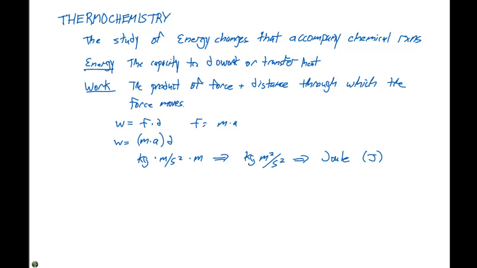So when we look at these reactions that are going to take place, we need to define two things. We need to define a system and a surroundings. So our system is what we are interested in, and this will be defined by the chemist. And the surroundings are everything else.